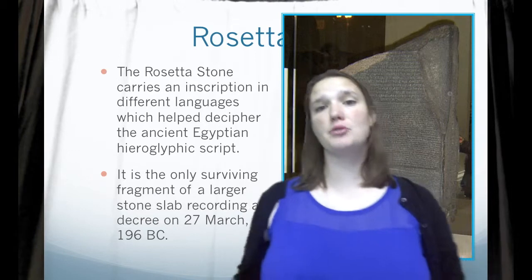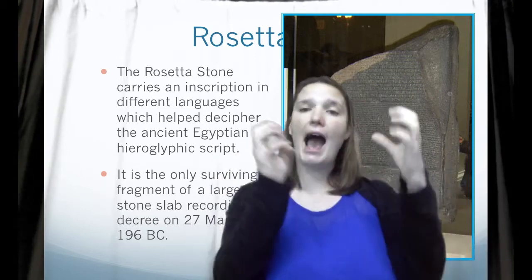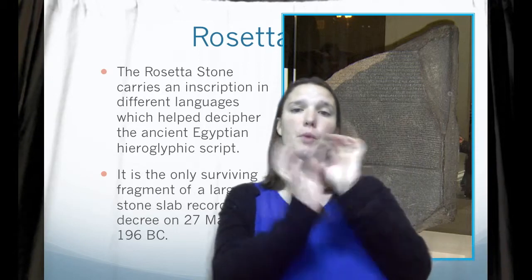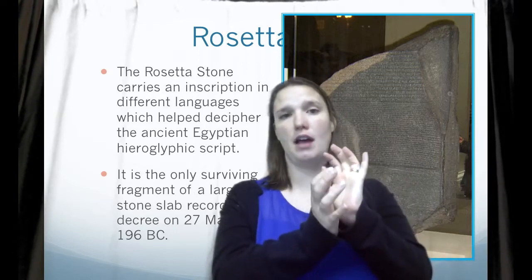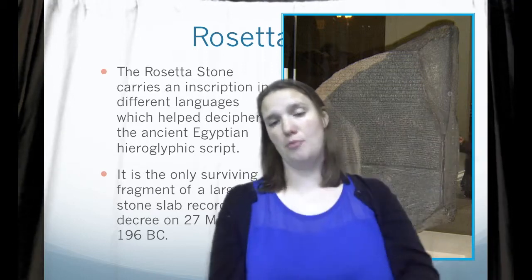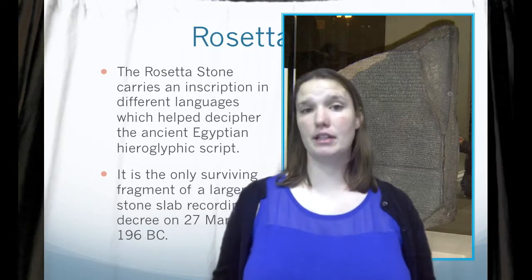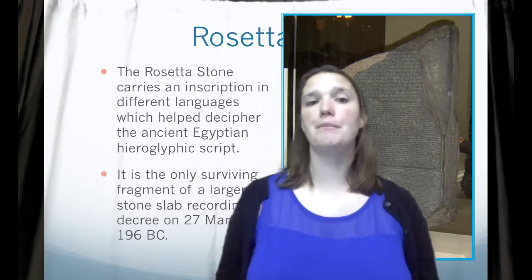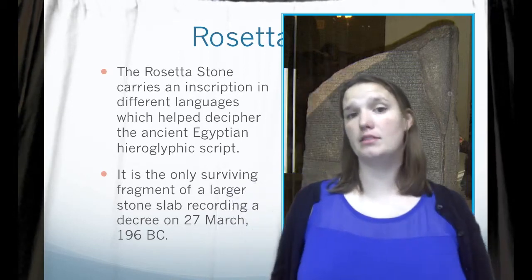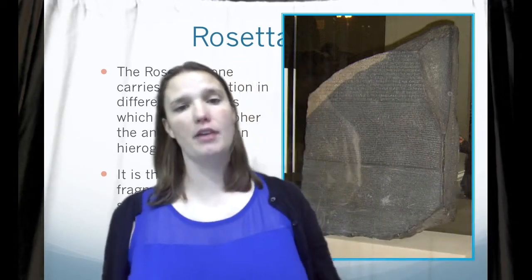Okay, and the Rosetta Stone was a cipher. It showed us what the words meant. There were 3 different languages on it, and it showed us what each meant. So that's how we were able to figure out what the hieroglyphics mean. And this is basically the only surviving Rosetta Stone that we have. I believe you can go check it out.